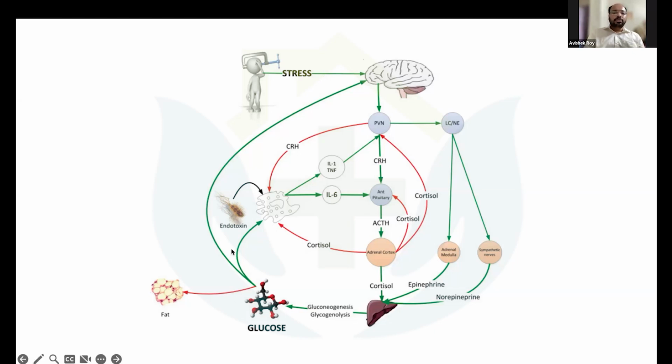So that leads to the release of corticotropin-releasing hormone from the hypothalamus, and that stimulates the pituitary, which subsequently secretes ACTH, and from there on the adrenal gland secretes cortisol. And then again, the pituitary and other organ systems secrete a lot of pro-inflammatory molecules like interleukin 1, interleukin 6, which are also a cause of raised sugar levels because it's secondary to cortisol levels.